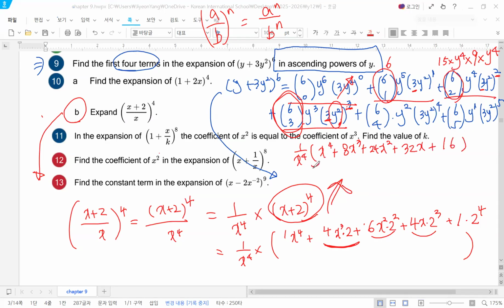Therefore, let's distribute to the 1, 2, 3, 4, and 5 terms. What is the first term, students? 1, thank you, plus 8 over x plus 24 over x squared. Can you see that or not? Do you want me to explain it in more detail or is it okay? Okay, 32 over x cubed. What is the power here? Students, answer me. Plus 16 over x to the power of 4.